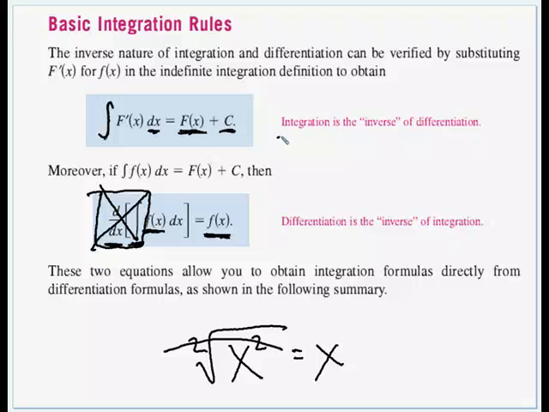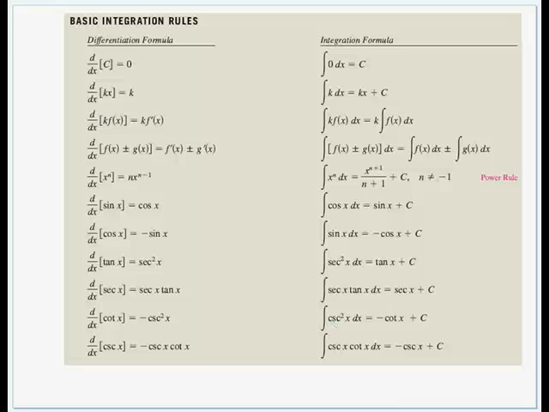It says over here in the red, integration is the so-called inverse of differentiation, and differentiation is the inverse of integration. These two equations allow you to obtain integration formulas directly from the differentiation formulas that we already know so well. So we're just going to peek at a couple of them here. I like the trig function ones. The derivative of sine is cosine. So the antiderivative of cosine with respect to x is going to take us back to sine of x, and we add on our constant. The derivative of cosine is negative sine. So the antiderivative of sine is going to be negative cos plus our constant of integration.